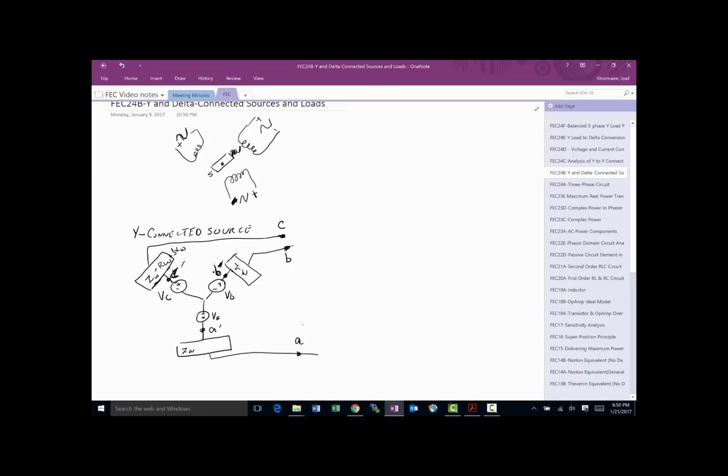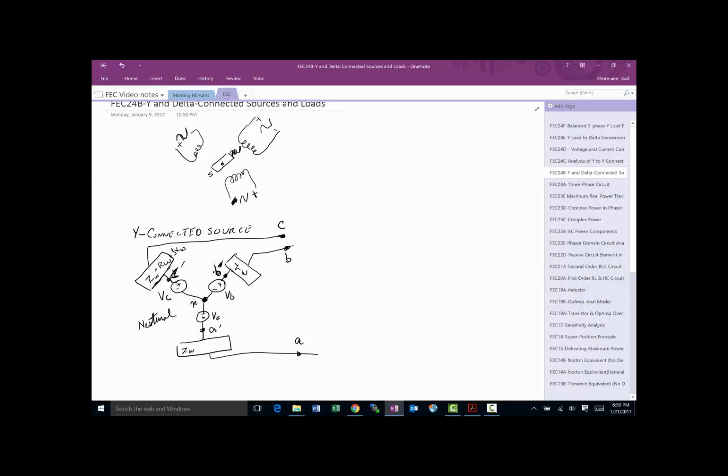So that's that. Now what do we call this point? We call it the neutral, and we represent it with a small n. This is really important because it's one of the benefits of Y connected: you have safety. In a perfectly balanced circuit, because all of these voltages add up to 0, this point is 0 volts by definition. So the neutral terminal is a safety one.